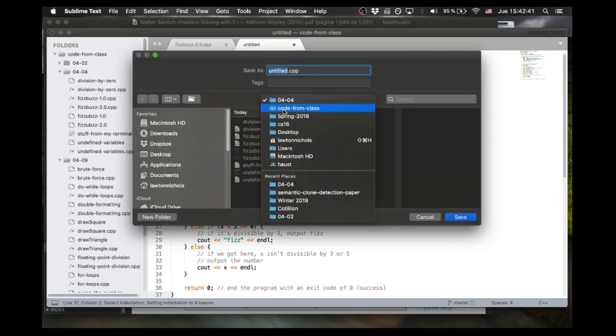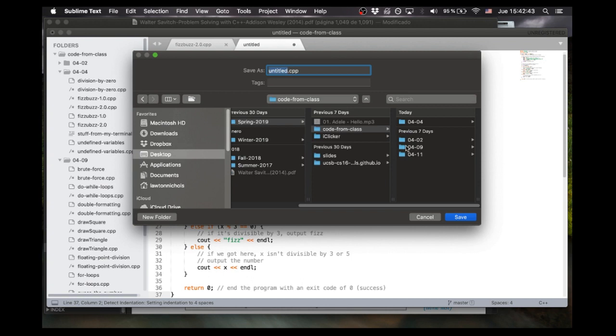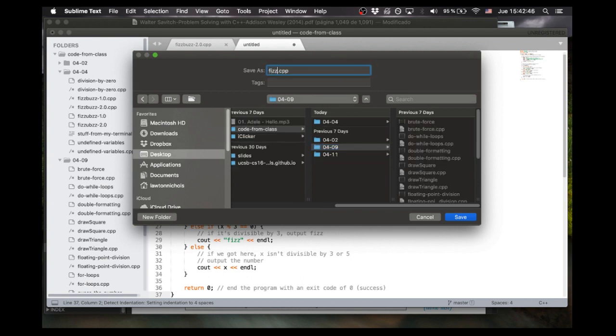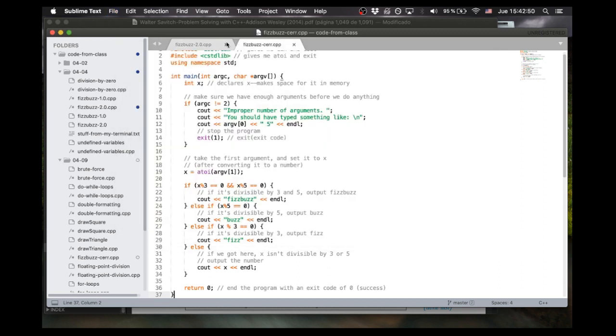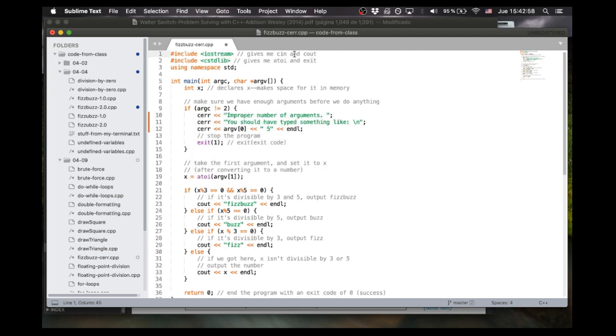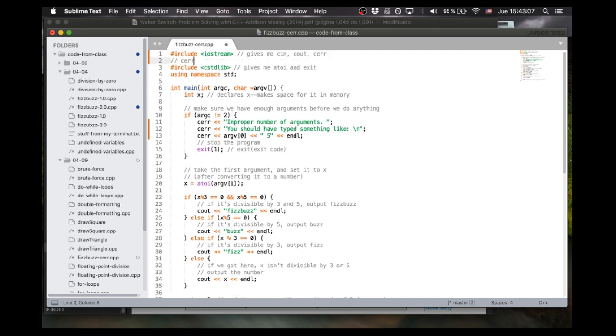FizzBuzz cerr.cpp, I can change this to, instead of couting here, I can say something called cerr, because IOStream doesn't just give me cin and cout, it gives me 3 things. The third thing is called cerr, which is used for error output.